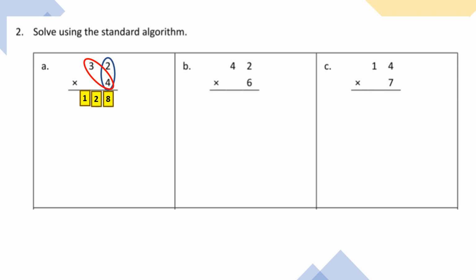42 times 6. We'll start by multiplying 6 times 2. 6 times 2 is 12, so we're going to write our 2 in the ones place and carry our 1 over the tens place. Then we're going to multiply 6 times 4. 6 times 4 is 24, so we just write that down, but we can't forget about that 1 that we carried over the tens place. That is a whole 10. So we have to add that 10 to our solution of 242.